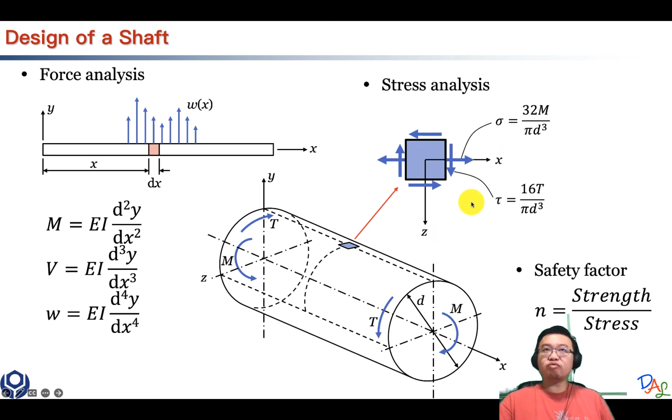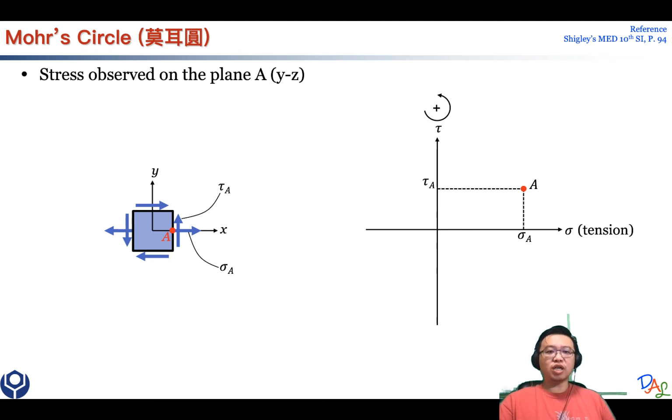So let's assume you can already link these two analyses together. Once you have this, what's next? What you can do next is Mohr circle analysis. Okay, so this is the time we're going to review the Mohr circle analysis.